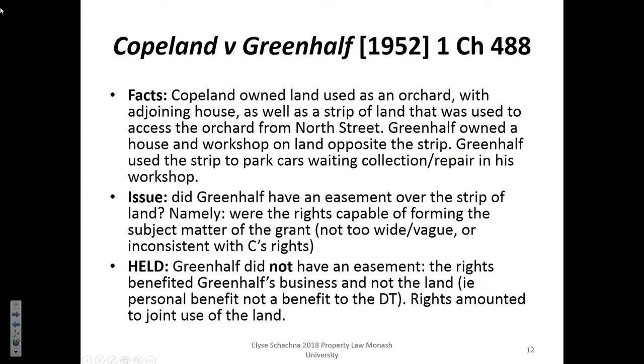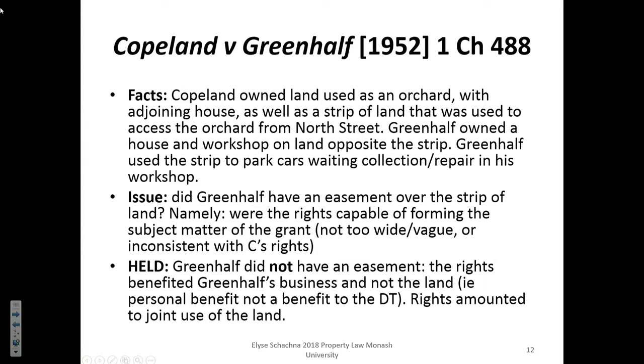Copeland owned land and used it as an orchard, with the adjoining houses, as well as a strip of land that was used to access the orchard from the North Street. Greenhalgh owned a house and workshop on the land opposite to the strip, and the question was whether Greenhalgh, who'd used the strip to park the cars that were waiting for collection or repair, had an easement over that land. So just to make it clear, Copeland owned land, and Greenhalgh, who owned a workshop across the road from this land, had parked his cars there because he was a mechanic, and he parked the cars when they were fixed and waiting to be collected.